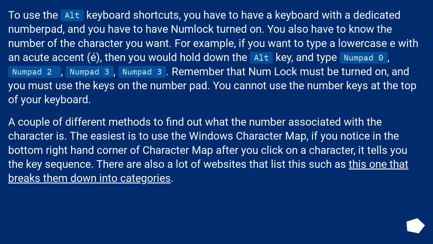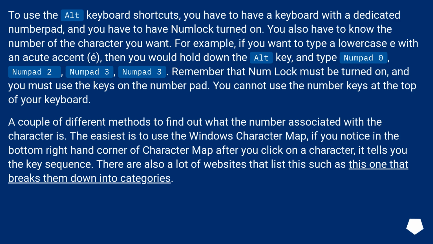For example, if you want to type a lowercase e with an acute accent, é, then you would hold down the Alt key and type numpad 0, numpad 2, numpad 3, numpad 3. Remember that Num Lock must be turned on, and you must use the keys on the number pad. You cannot use the number keys at the top of your keyboard.